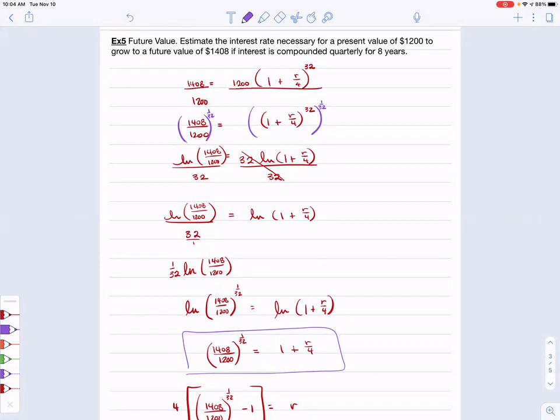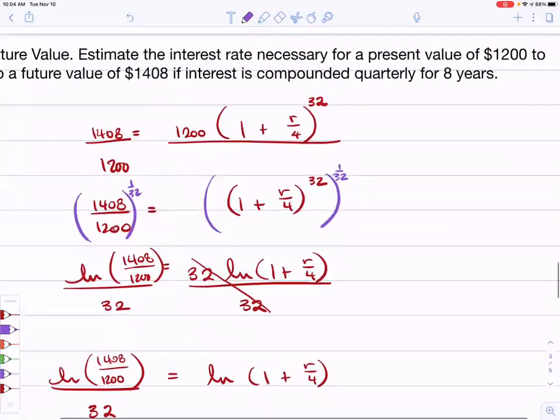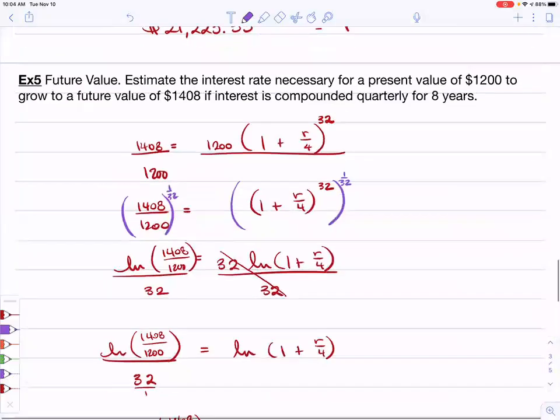So if you've got an unknown and it's in the base, just try to get rid of your power by using roots or fraction powers, which is the same thing. Okay. So yes, logging both sides will work. It just takes a lot longer, right? So, okay. All right, so that's all I have for you.